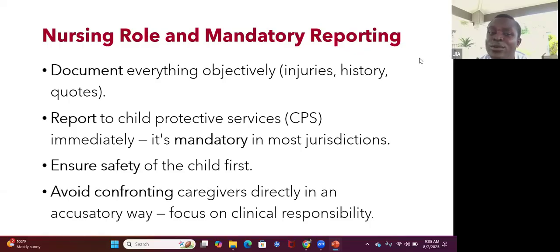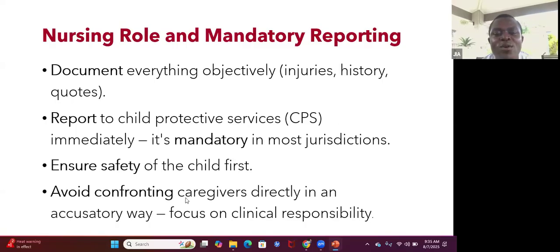If you are caring for a child, let's say a patient who has any of these red flags we've talked about, and you fail to report, you are part of the crime. You can be charged, and it can even lead to losing your license. So it's very important. Always remember that the safety of the child comes first.